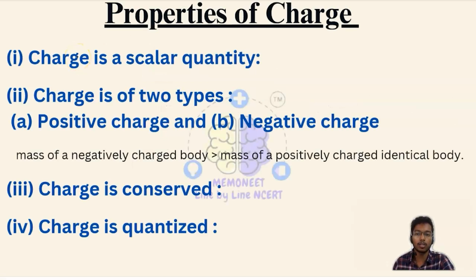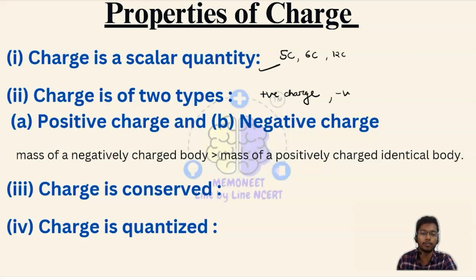See the properties of charges here. Charge is a scalar quantity, because it has no direction. We can say a charge is 5 coulomb, 6 coulomb, 12 coulomb, but we can't say its direction. Charge is of two types, positive charge, as I have discussed earlier, and negative charge.